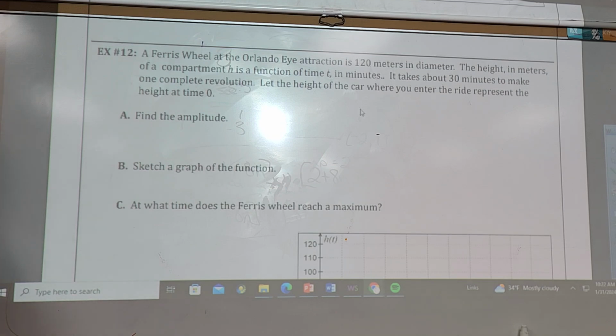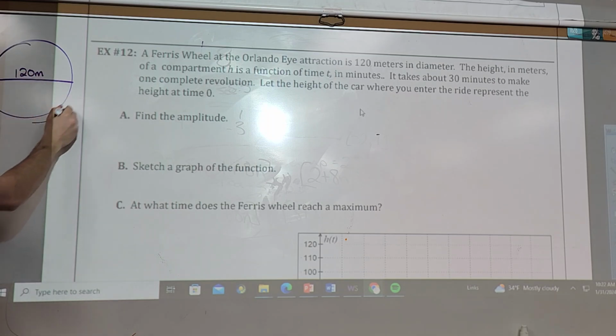So there's a Ferris wheel. I'm going to draw the Ferris wheel. It's 120 meters in diameter, so that's all the way across, right? It takes 30 minutes for one rotation. So right away, what's my period going to be?